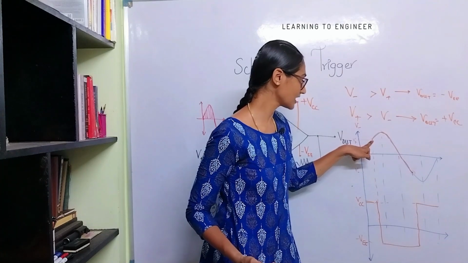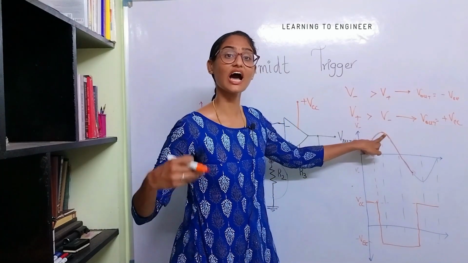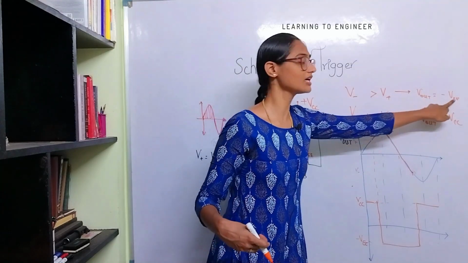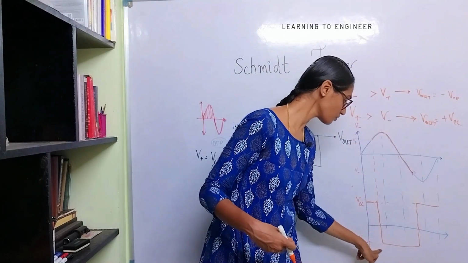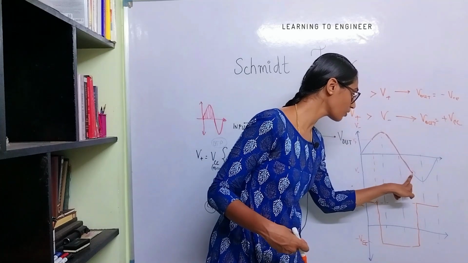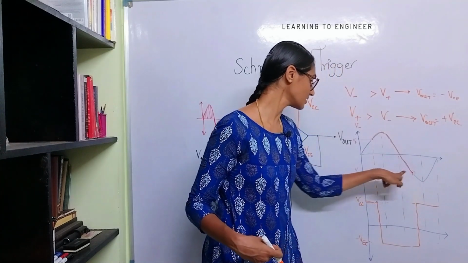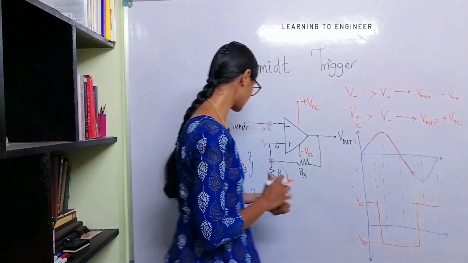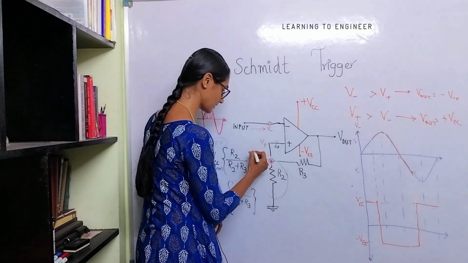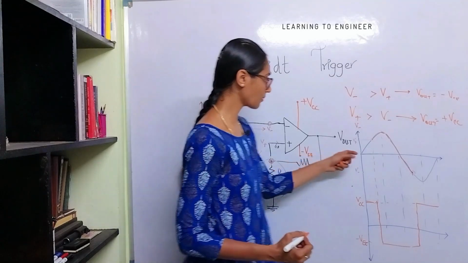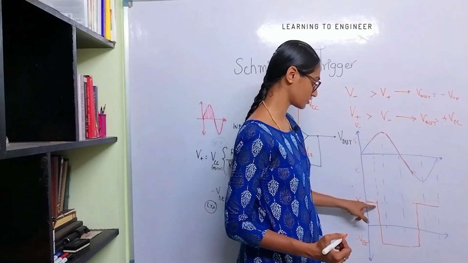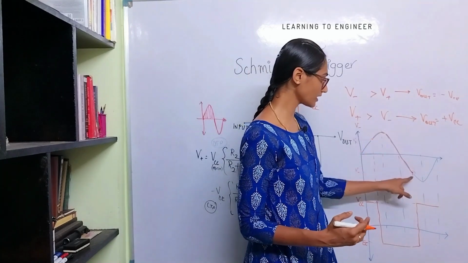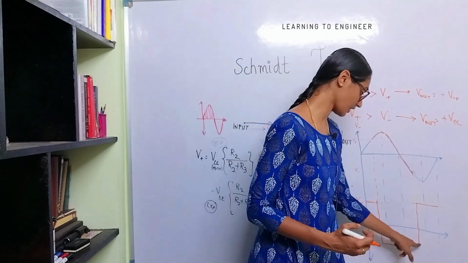At this instant, the negative voltage becomes higher than positive, so Vout will be equal to minus VEE, and hence you will have a negative trigger up to the lower threshold point where this becomes equal to V plus. Let us say, for example, V plus is 2 volt. Up to 2 volt you will get a positive, and once it goes beyond 2 volt to minus 2 volt, this becomes negative.